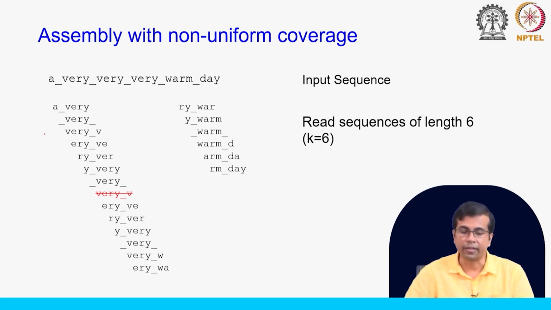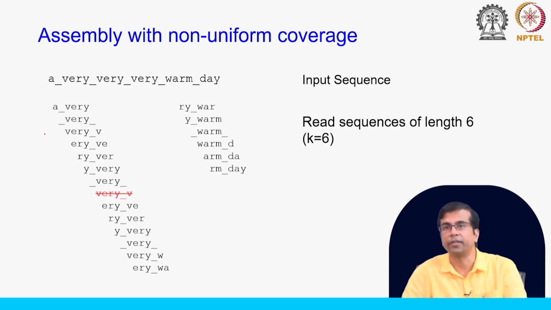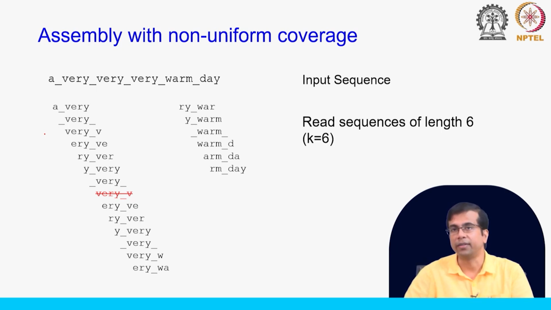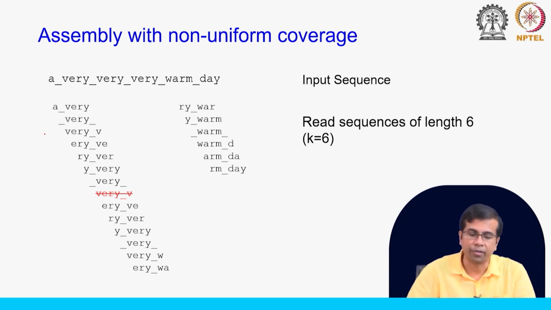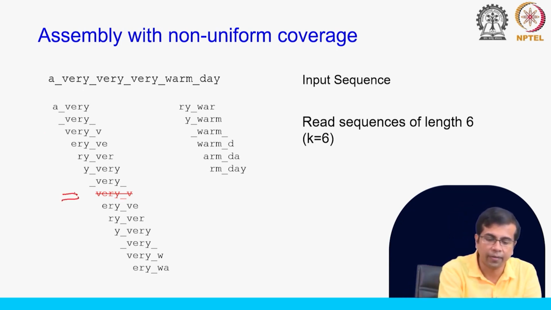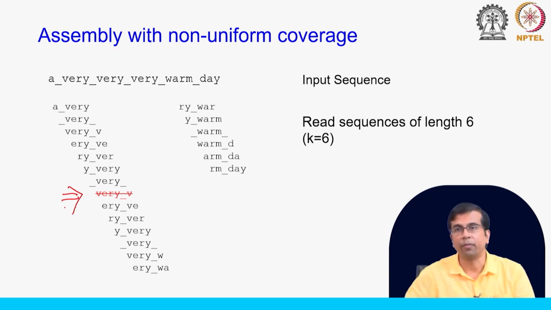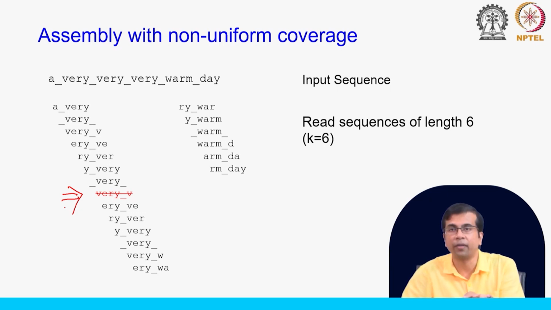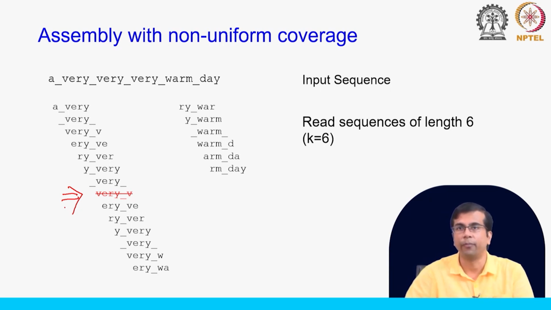I have also written down the read sequences again as before, of length 6. To generate this non-uniform coverage, I will remove one read from the data, which I have highlighted here. You can see this read is removed. This will create non-uniform coverage, because a part of this reference sequence will not be covered by the reads. So, what happens now?